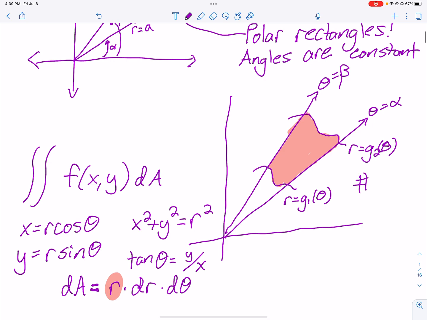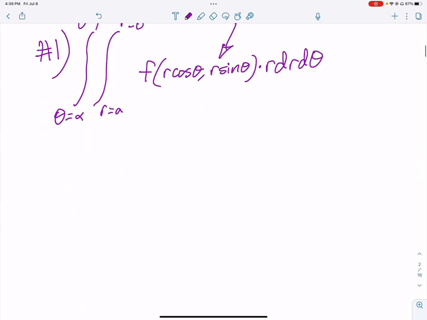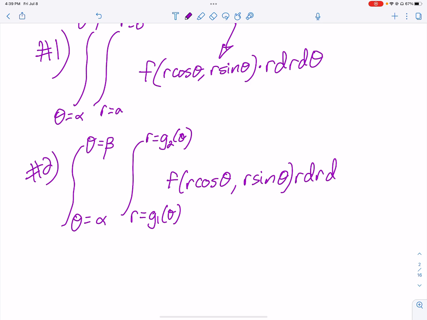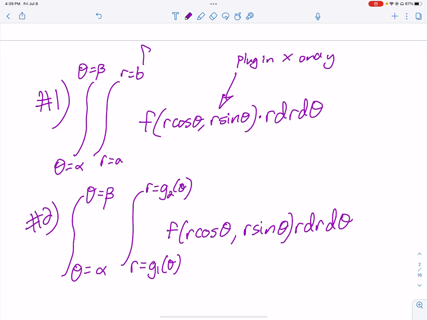Number 2 is this one. It's not much different. What's really nice here is the angles, alpha to beta, are the same. The only thing that changes now is we have r equals g1 of theta to r equals g2 of theta, and then we still would have that plugged in. So r cosine theta, r sine theta, r dr d theta. Okay, so those are our two. These are for polar double integrals, or iterated integrals. All right, so those are our formulas.